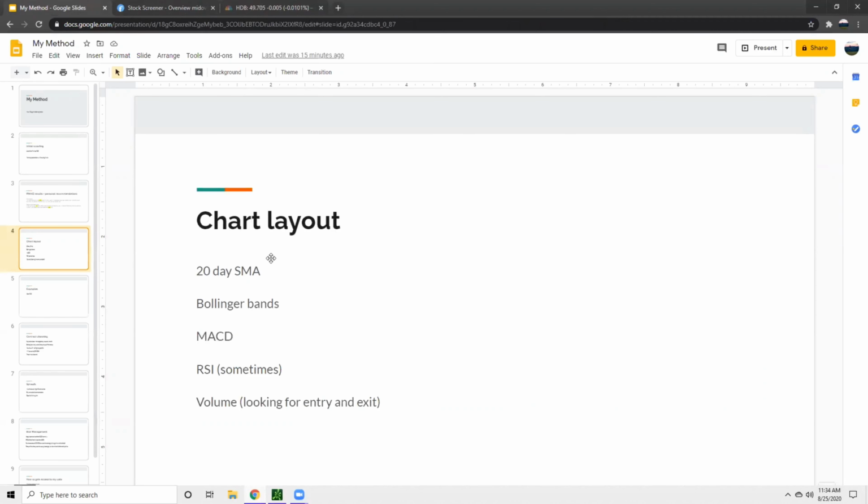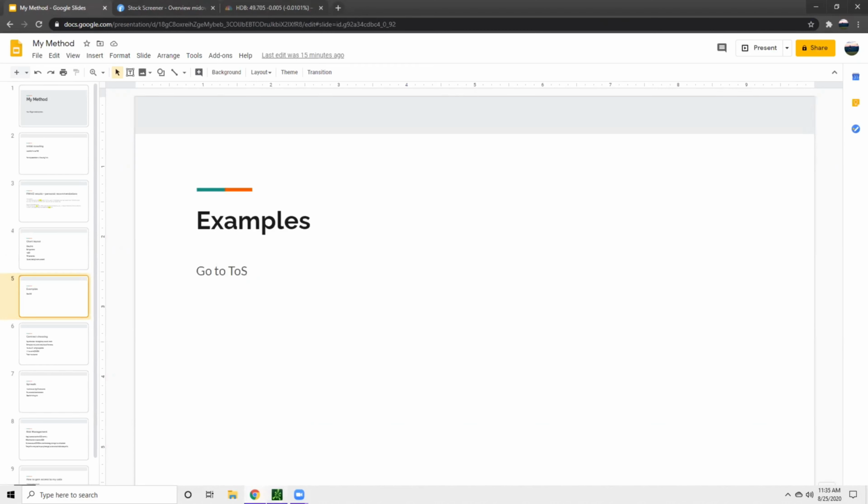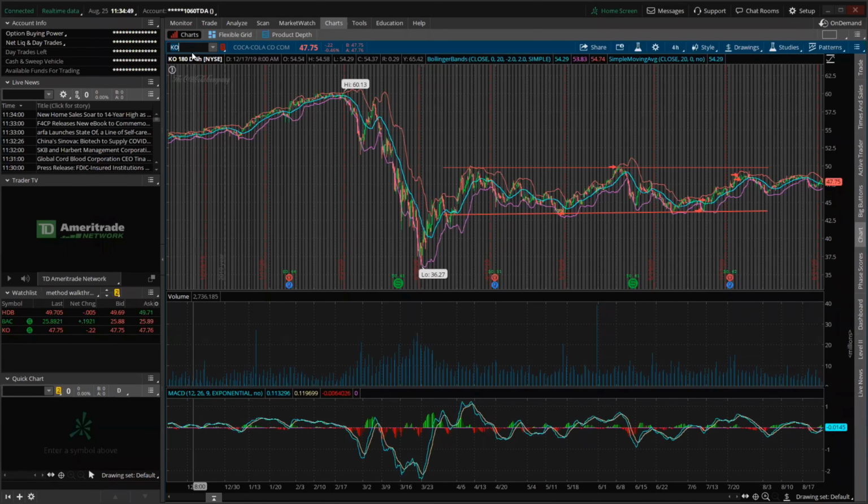My chart layout will be using the 20-day moving average, Bollinger Bands, and MACD. I occasionally use RSI, and I will use volume whenever I'm looking for an entry and exit. Our first example will be with HDB. And here you can see we've got our MACD, we have some volume, we have Bollinger Bands, 20-day moving average.